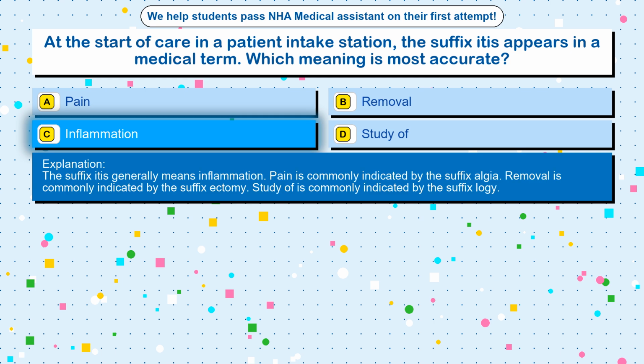The suffix itis generally means inflammation. Pain is commonly indicated by the suffix algia. Removal is commonly indicated by the suffix ectomy. Study of is commonly indicated by the suffix logy.